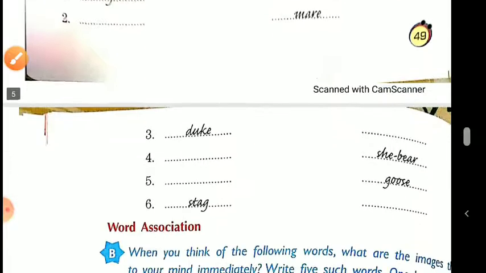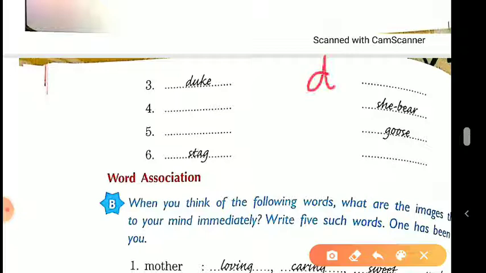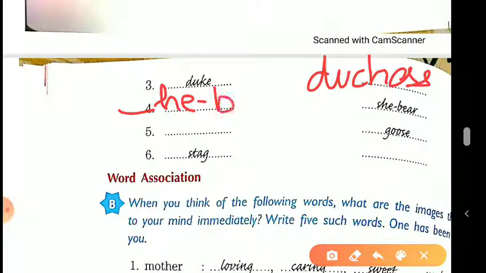Now students, our third one is duke, and the feminine gender of duke is duchess. Duke, duchess. Then the fourth one, the feminine gender is given, she bear. We need to write the masculine gender, and that's given in the box as he bear. She bear, he bear.